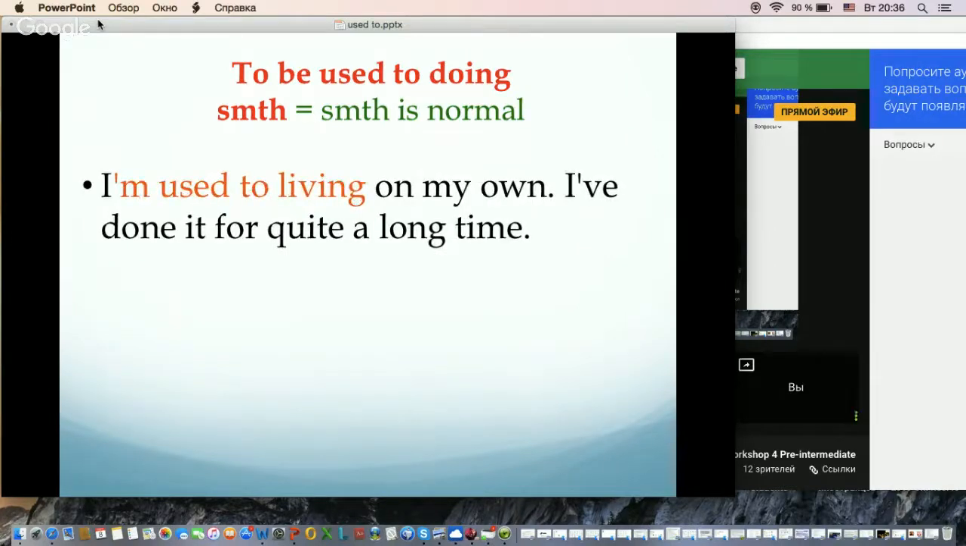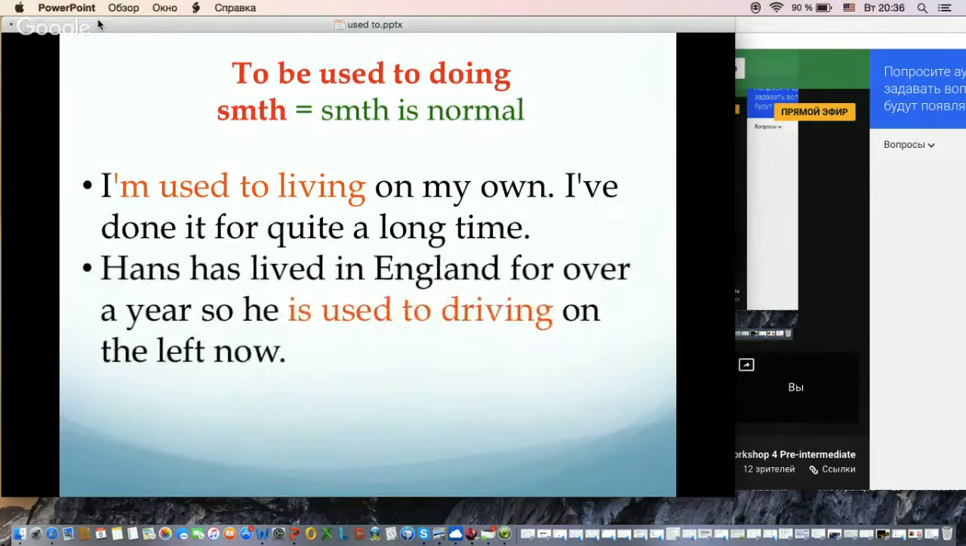I'm used to living on my own. I've done it for quite a long time. Я привык жить самостоятельно. Я делаю это на протяжении довольно долгого времени. Hans has lived in England for over a year, so he is used to driving on the left now. Hans живет в Англии более года, и поэтому он уже привык к тому, чтобы ездить по левой стороне.